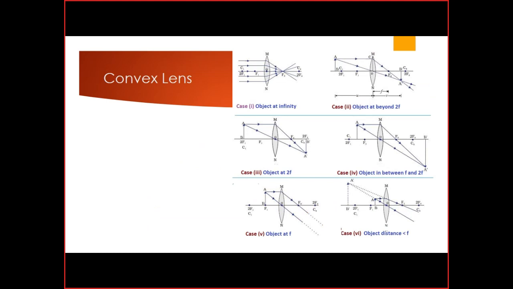Okay, now this is the main thing that you need to learn in light, which is convex lens and also concave lens. So first thing we have is convex lens.